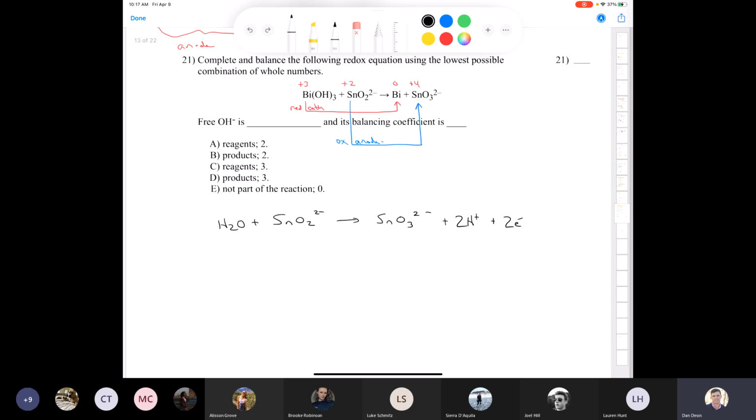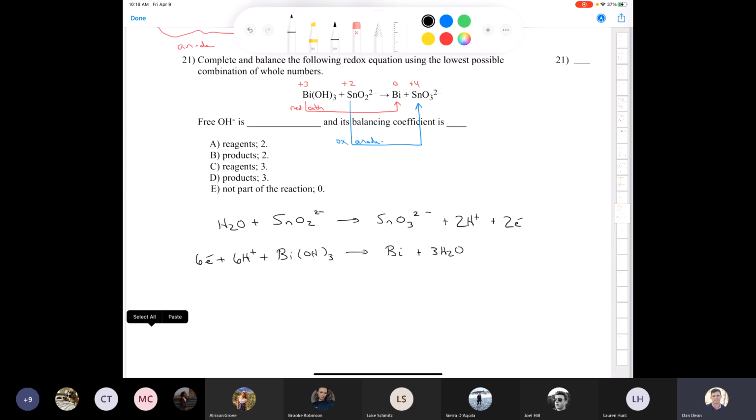Now let's do the reduction. I have the bismuth hydroxide, which is producing bismuth like that. I don't need to balance the bismuth. That is totally fine. I have a total of 3 oxygens on this side, so I'll add 3 water molecules to this side. Now I have 6 protons over here, so I'll add 6 hydrogen ions over here. I have a total of 6+ over here and I have a total of 0 over here. So I need to add 6 electrons to this side.